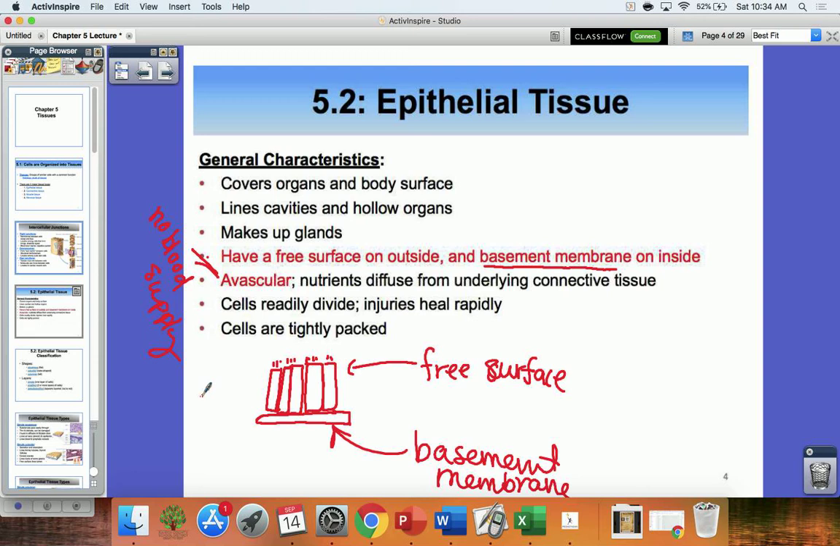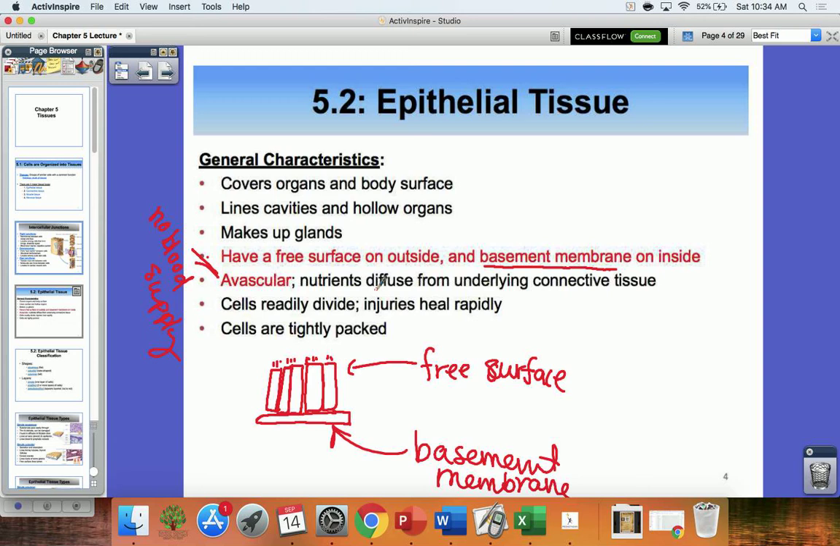does not have a blood supply of their own, and they have to have nutrients that are going to come from other tissues. In this case, like it says, nutrients are going to diffuse from underlying connective tissue from the basement membrane. We'll talk more about that when we get into the integumentary system as well, but I'll kind of show you what I'm talking about in this unit as well.